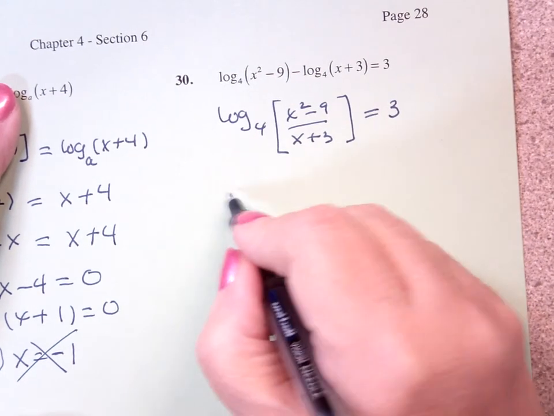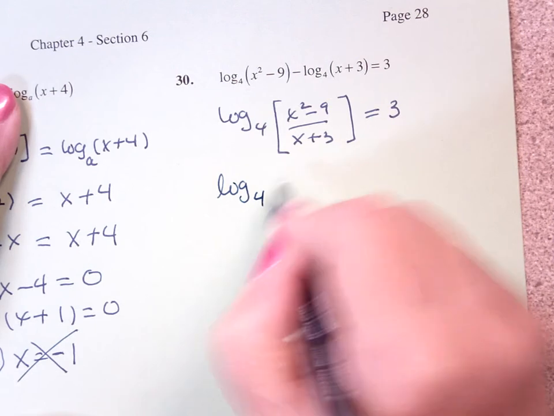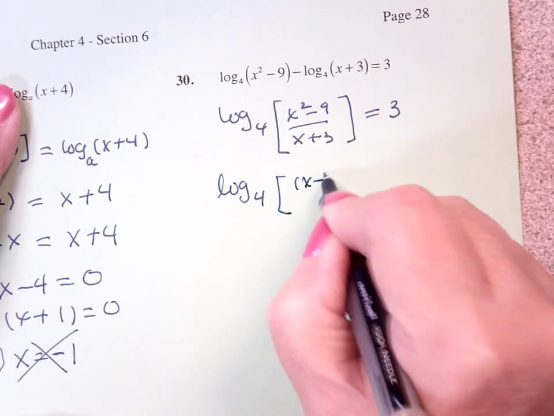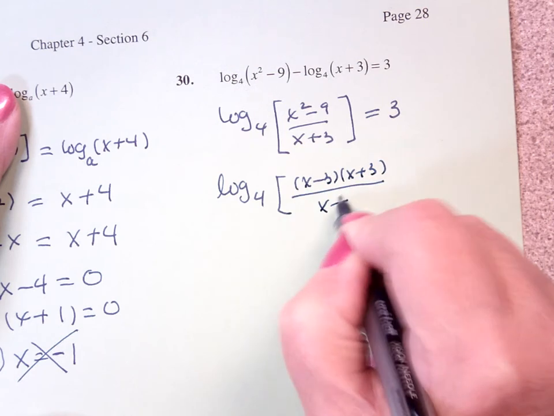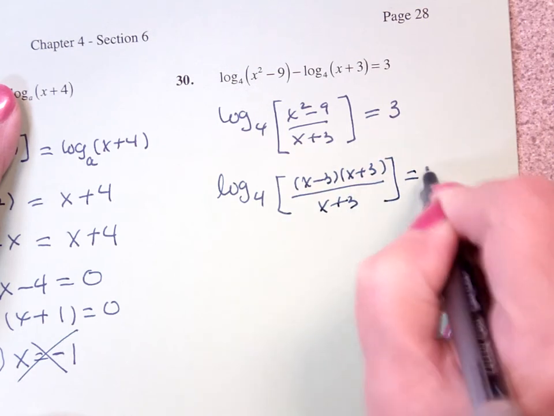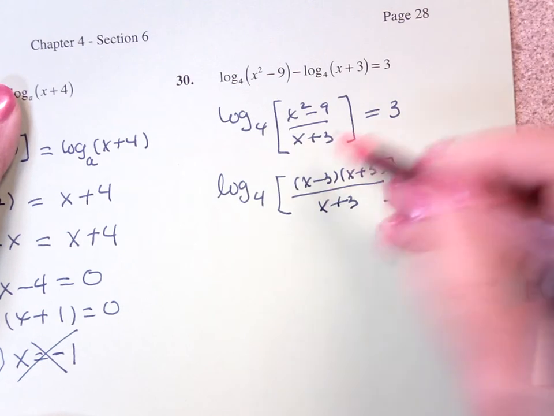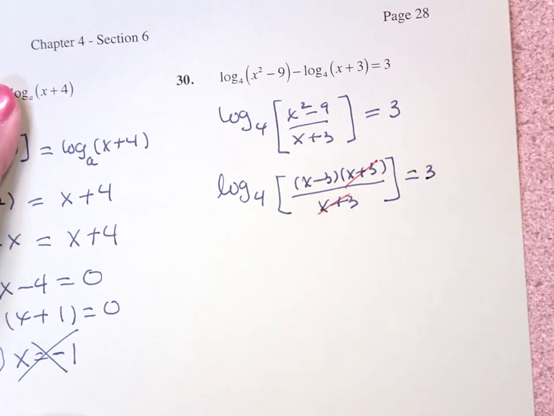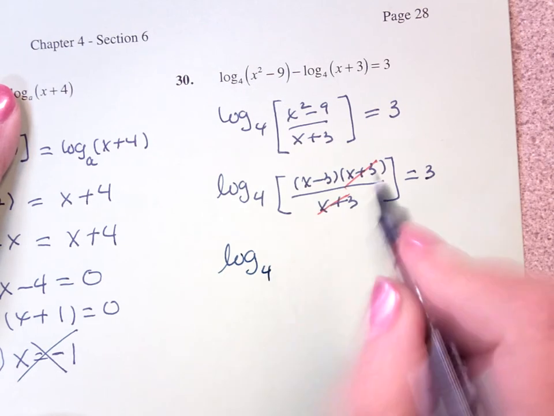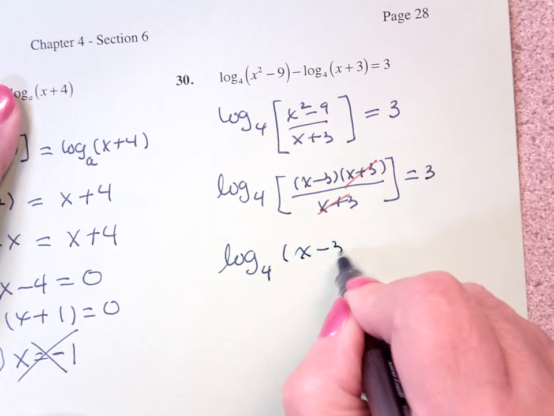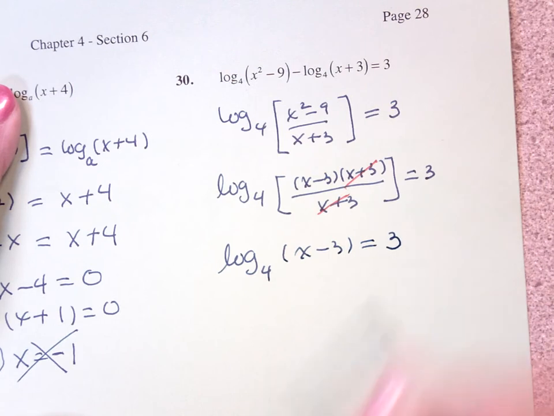Factor, because I notice this is log base 4 of x minus 3 times x plus 3 over x plus 3 equals 3. The x plus 3's reduce out, so I'm going to get the log base 4 of x minus 3 equals 3. See how much simpler the problem is?